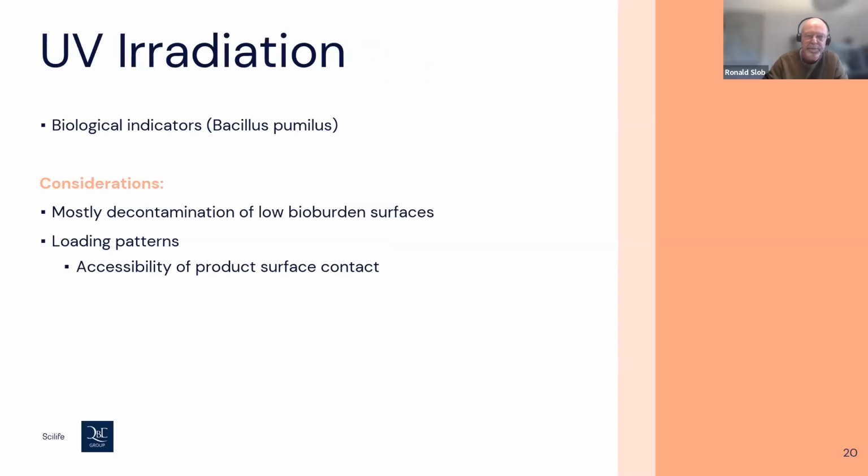UV. We also use the same biological indicator. Yeah, it's very straightforward, but just like I say, it's mostly decontamination of low bioburden surfaces. So surfaces that are maybe already cleaned with cleaning agents, but you just want to be sure that you get a sort of extra dose, or as a sort of storage. You see sometimes with the hairdressers that they also have scissors and that kind of thing they put into a UV booth just to be sure that there's no additional contamination anymore.